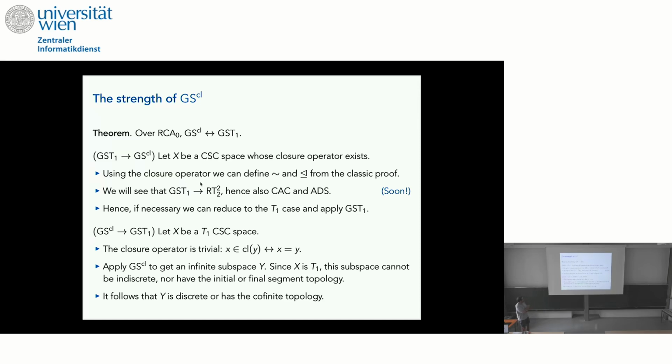Okay, let's apply GSCL, and now let's think, we have a T1 space. When we apply GSCL, since we have the closure operator, we're really applying GS. It can't give us an indiscrete space, because it's T1. It can't give us an initial segment topology, because it's T1. It can't give us the final segment topology, because it's T1. So what does it give us? It gives us either a discrete subspace or something with the cofinal topology, which is exactly what GST1 wants as a solution. So we get it back. Any questions on this?